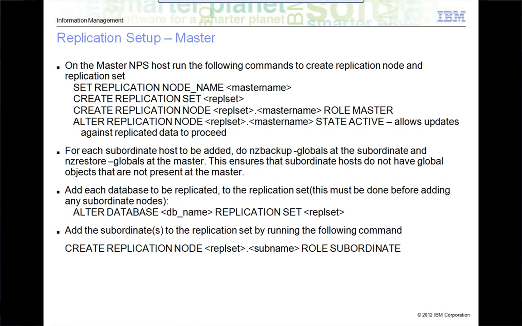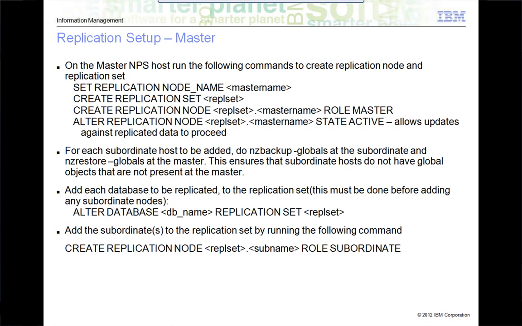By now, we would have identified all the subordinate nodes. So before anything, for each subordinate host to be added, we have to back up all the global data using the nzbackup minus globals option. We have to do this on all subordinate nodes, move it over to the master node, and restore the global data on the master using nzrestore minus globals. So that will replicate all the users and privileges and all the other stuff on the master node.